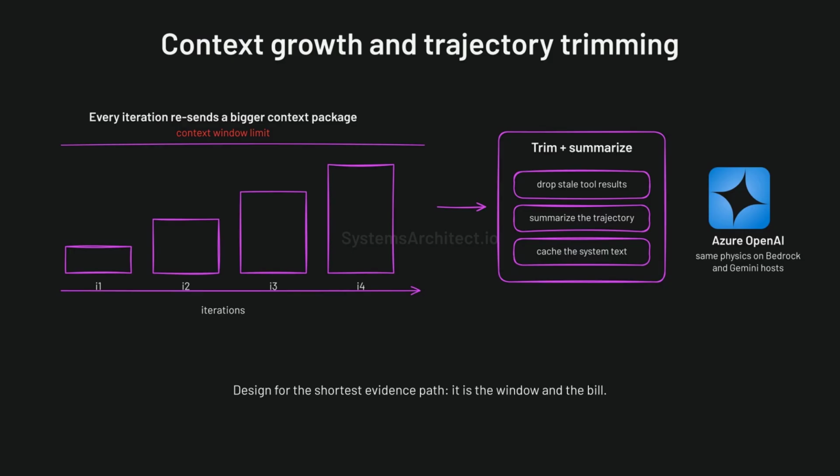Every iteration resends growing context unless you trim or cache. Context growth is mostly repeated system text plus an expanding trajectory of tool results. Trajectory trimming and summarization keep the perceived package inside the window and the bill under control. Design for the shortest evidence path across Bedrock, Azure OpenAI, and Google Gemini hosts alike.